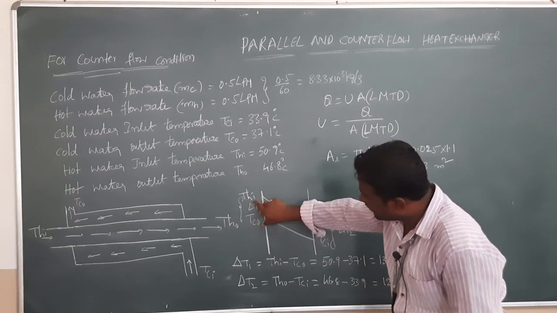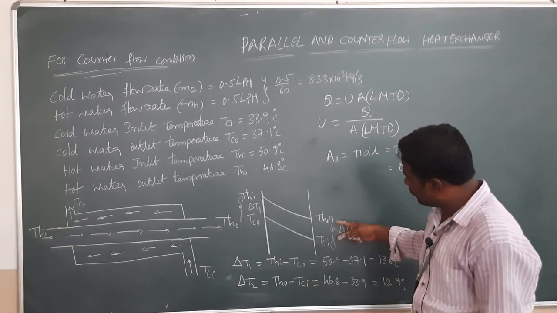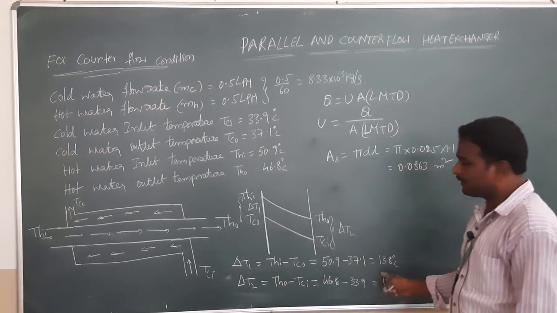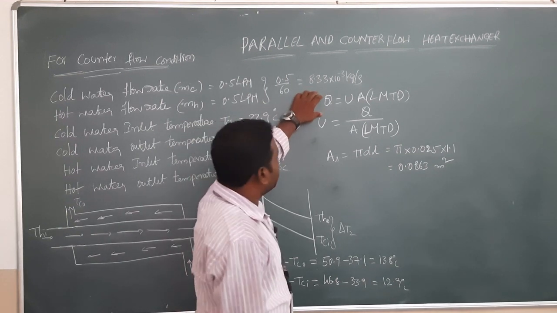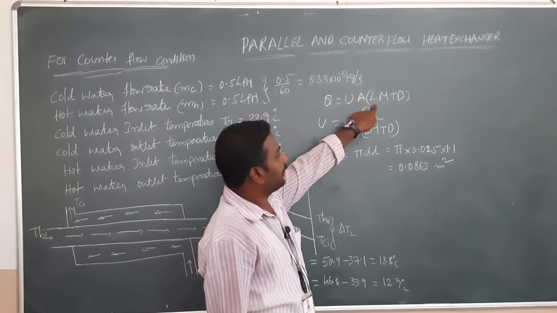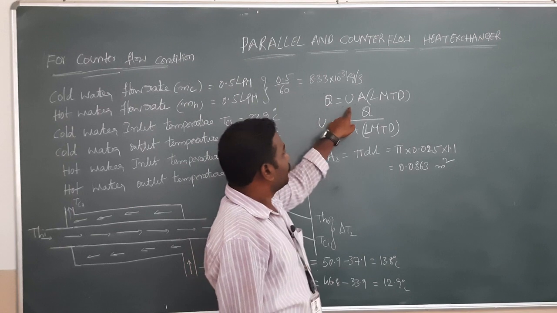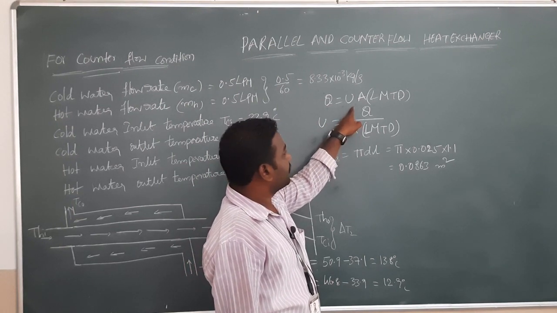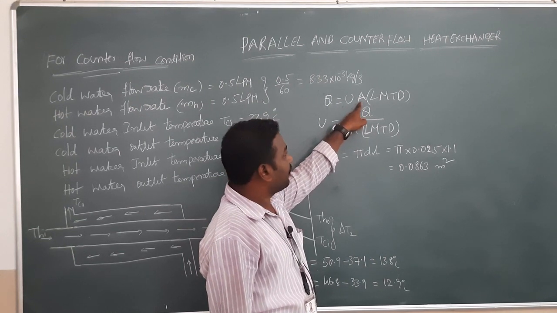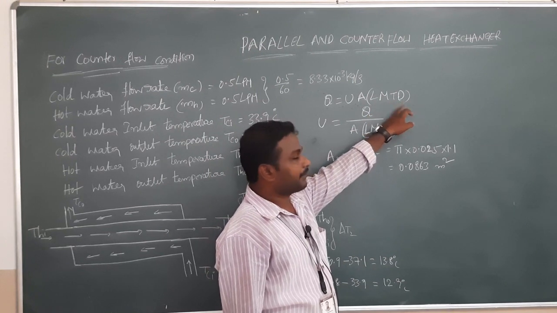The temperature difference between these two is called delta T1, and the temperature difference between these two is called delta T2. So the delta T1 and delta T2 values are calculated. We know that the rate of heat transfer within the heat exchanger is Q equal to U A LMTD. Here Q means total rate of heat transfer within the heat exchanger, U means the overall heat transfer coefficient, which we need to find out, A means the surface area of the heat exchanger, and LMTD means log mean temperature difference.